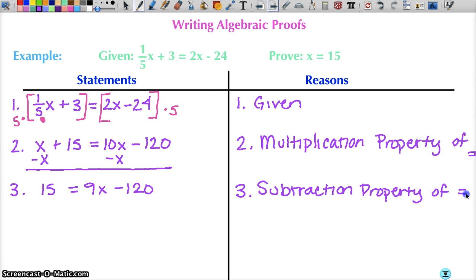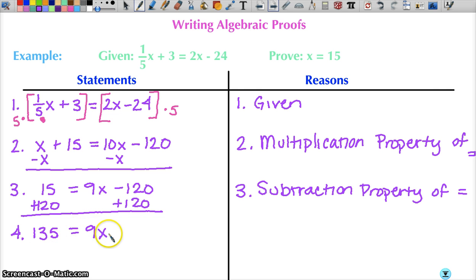Now our next step, we would add 120 to both sides of our equation. Remember we don't justify that step, we justify what happens after we add. So we get 135 equals 9x. We got this because we were able to use the addition property of equality.